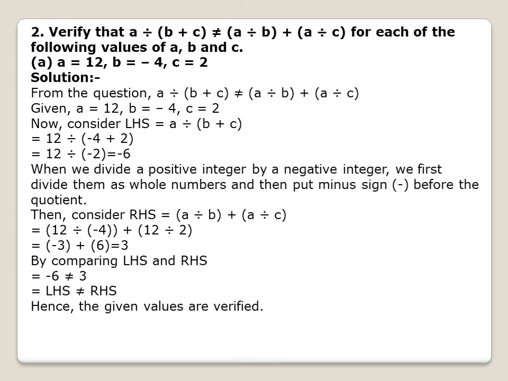In the same way, you have the second bit also. You have to substitute the values and prove whatever it is. To verify means you have to show that the left hand side and right hand side, if it is given not equal, are not equal. In the same way, you can do the next bit also. Hope it is clear to you.